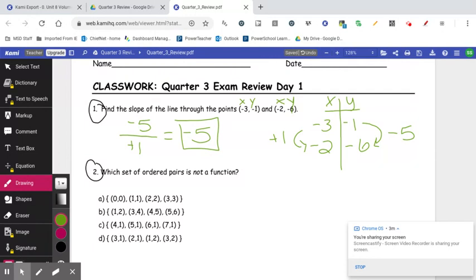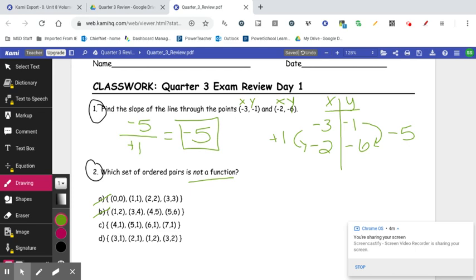Number 2, which set of ordered pairs is not a function? If it's not a function, it means that our x value is going to repeat somewhere. So A, our x values are 0, 1, 2, and 3. Nothing repeats. B, 1, 3, 4, 5.